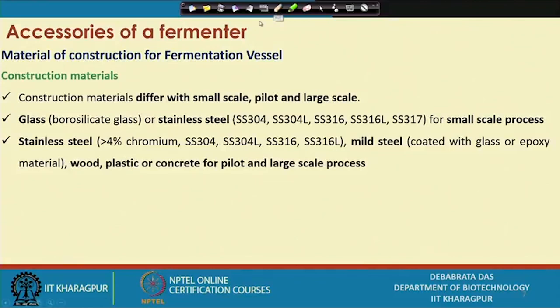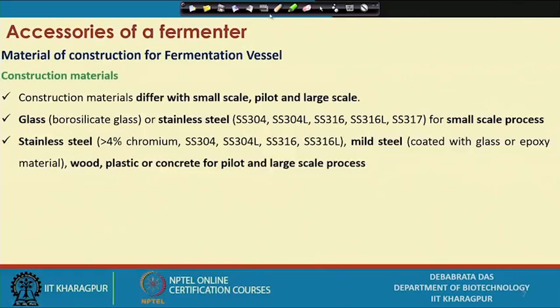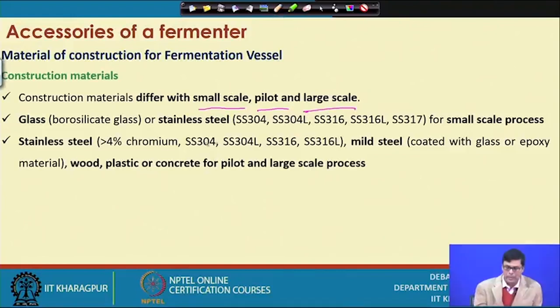Now, construction of material differs from the small scale, pilot scale and the large scale. And I told you that we have different types of stainless steel: 301, 304L, the 316, 316L and 317 for the small process.